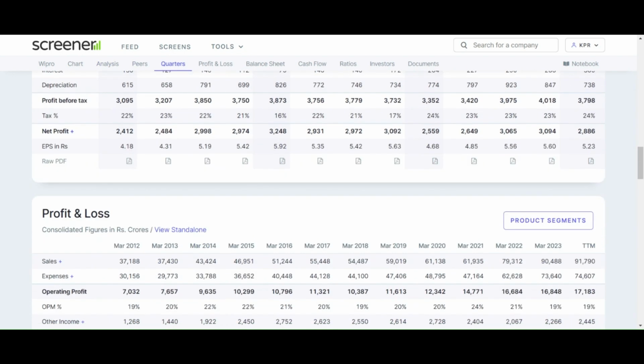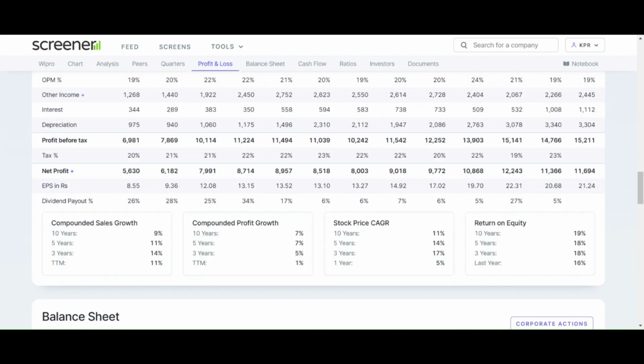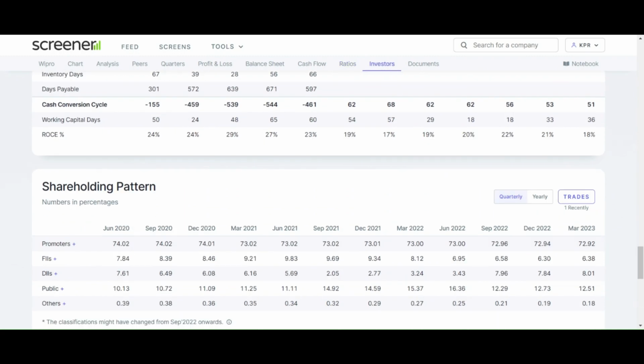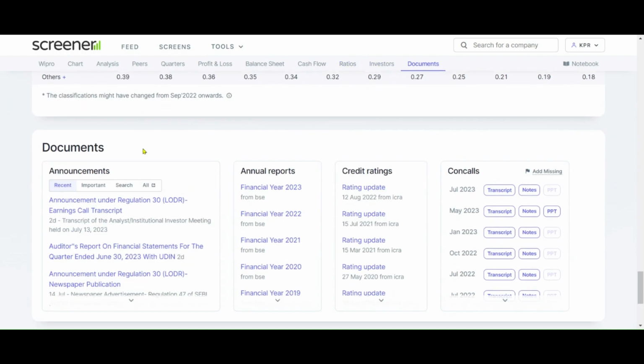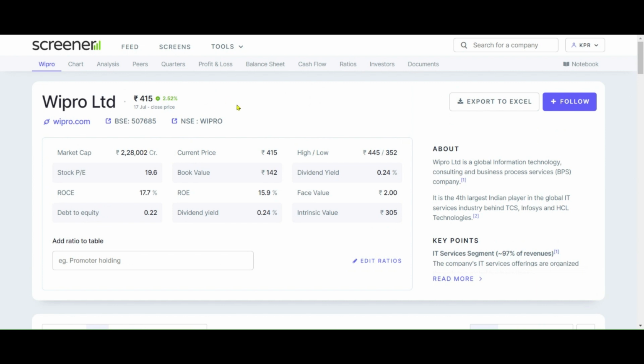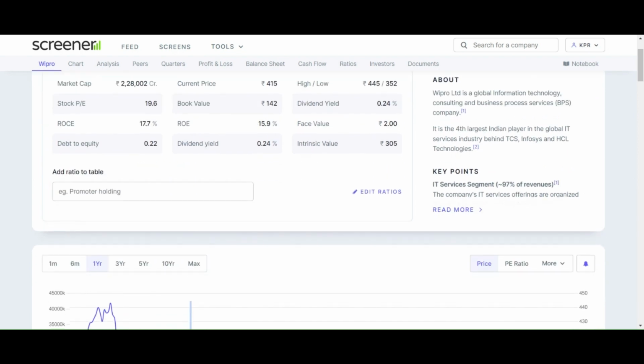Same with the peer comparison, quarterly results, profit and loss, balance sheet, cash flows, ratios, holding. All this information, like on the other websites we have seen, you can see here also with a good structure.